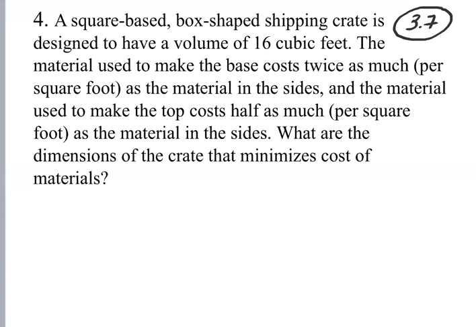This problem tells us that a square-based box-shaped shipping crate is designed to have a volume of 16 cubic feet. The material used to make the base cost twice as much per square foot as the material on the sides, and the material used to make the top cost half as much per square foot as the material on the sides. So what are the dimensions of the crate that minimizes the cost of the materials?